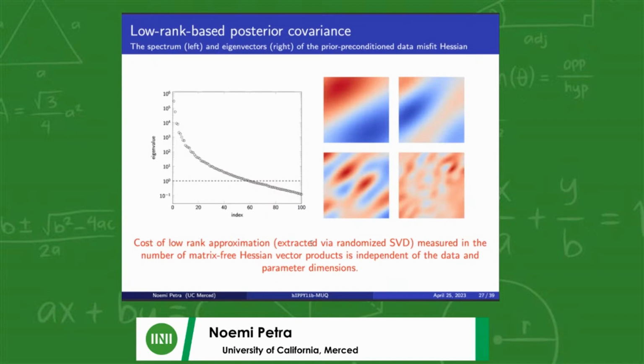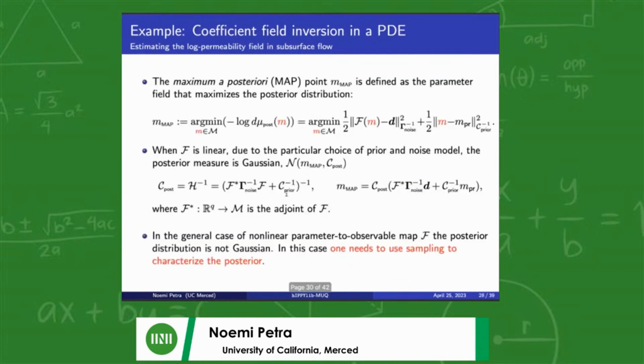And the cost of low-rank approximation via this randomized SVD is measured in the number of Hessian vector products. This is our currency. And one Hessian vector product, I want to emphasize, costs about two linearized PDE solves. The nice thing is that it's independent of the data and parameter dimension, and so this really is a very good property to have when you want to solve large-scale problems. And these are just the eigenvectors showing high frequency oscillations as corresponding to low eigenvalues.